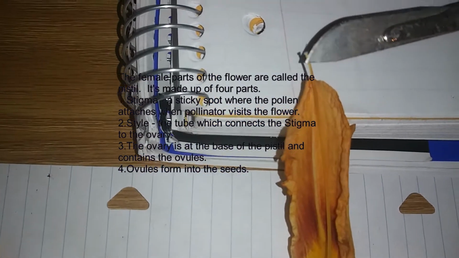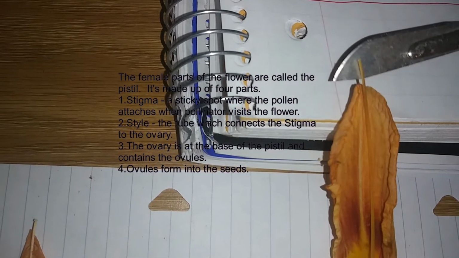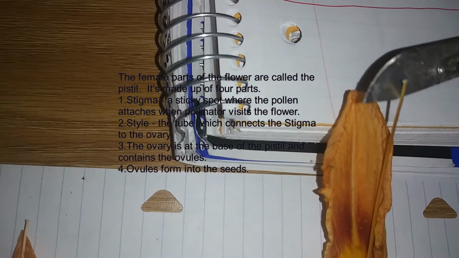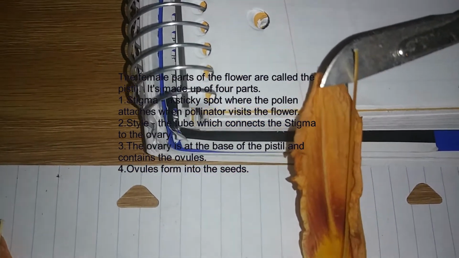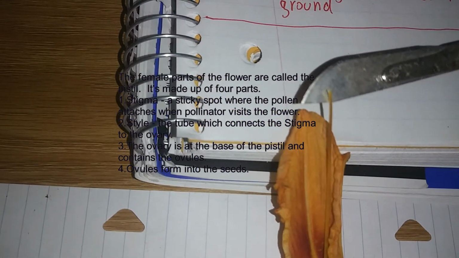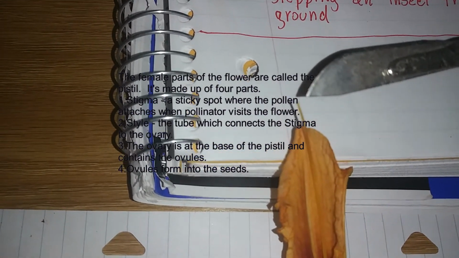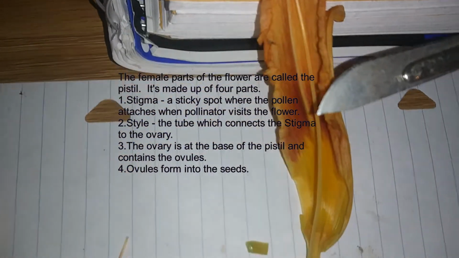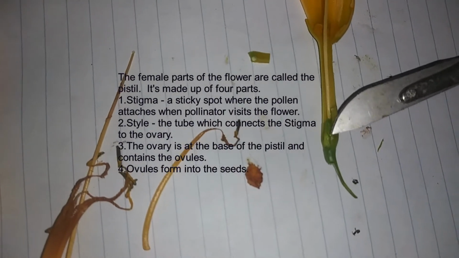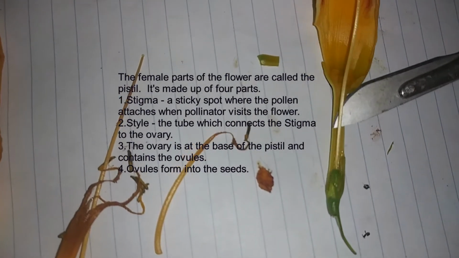So the stigma is the part of the flower where the pollen initially makes contact. So that little bit there, that top, is the stigma. Once that pollen gets on the stigma, the style produces tubes. And these tubes transport that pollen all the way down to the ovaries. And in this case, the ovaries are probably what this part would be here. You can see right down in there.